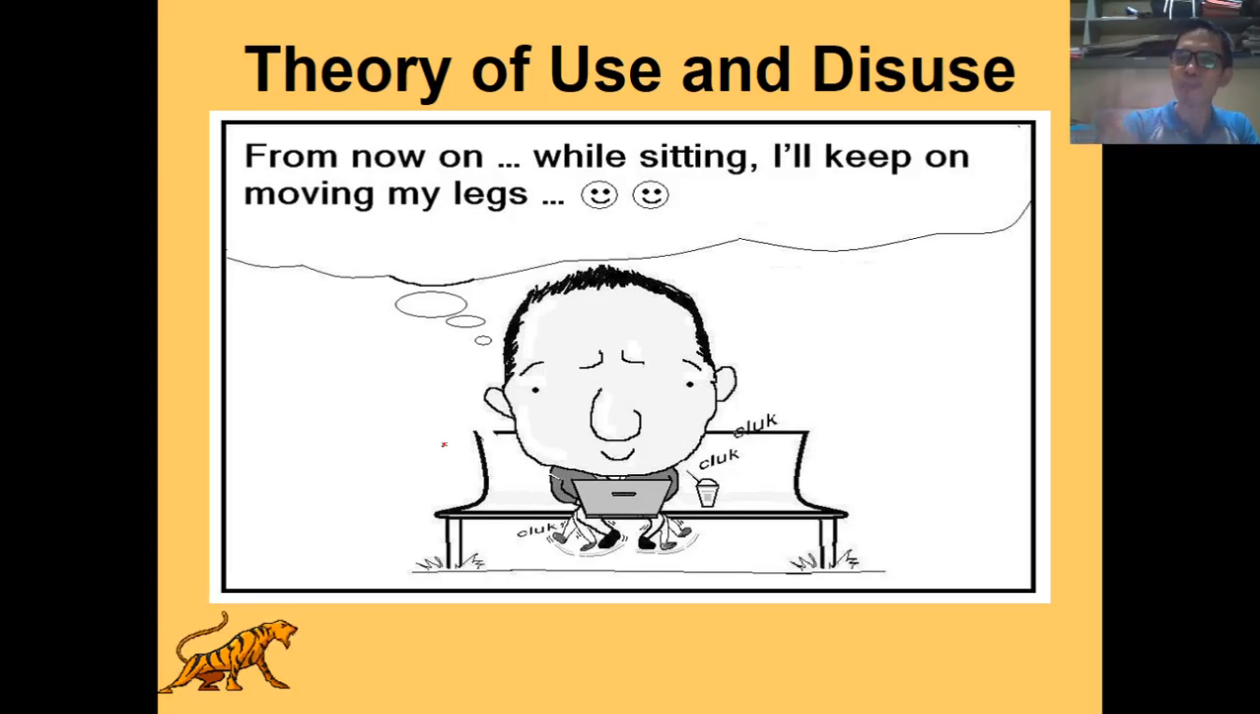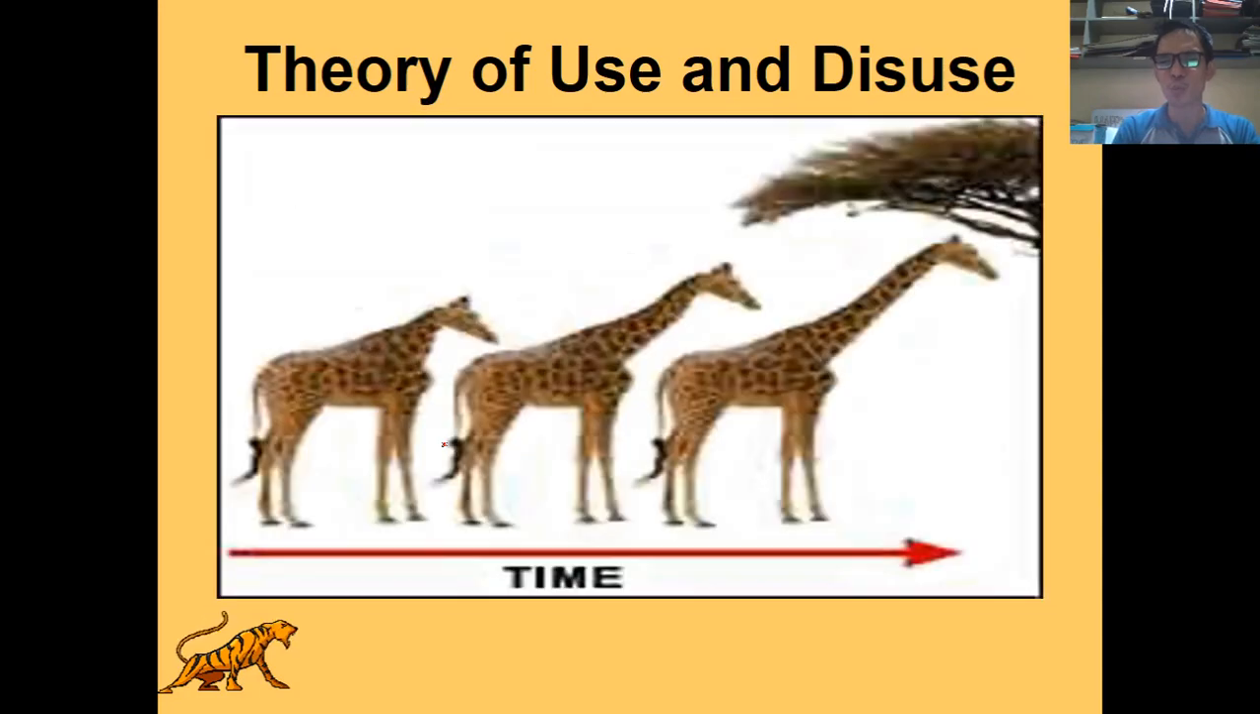This idea also explains why giraffes have long necks. According to Lamarck, the giraffes long ago had very short necks, and over time, since the food that they eat is on the treetops, the leaves on the treetops.